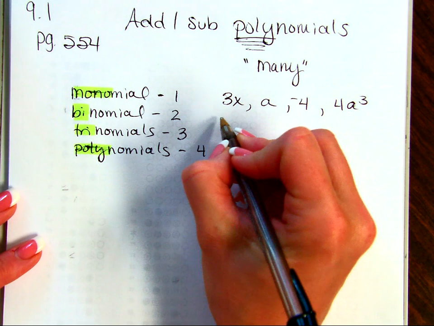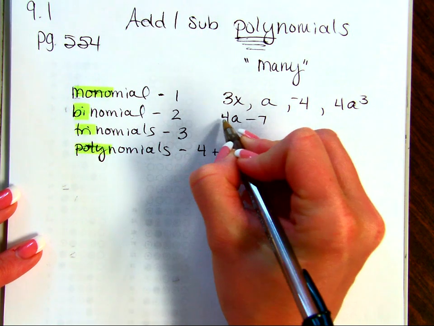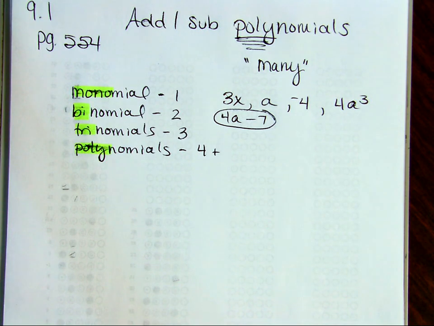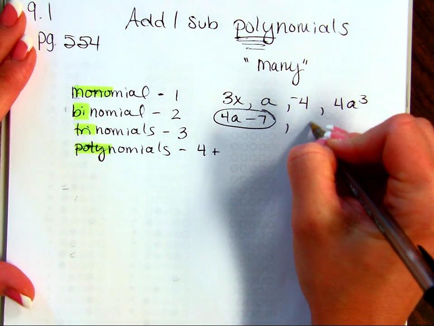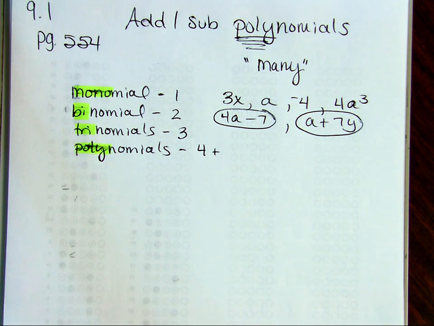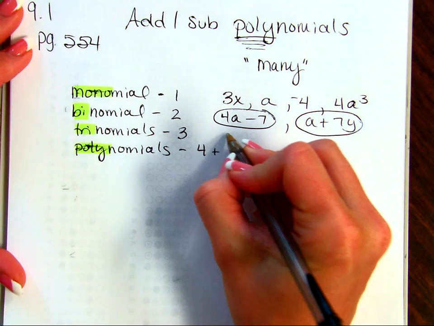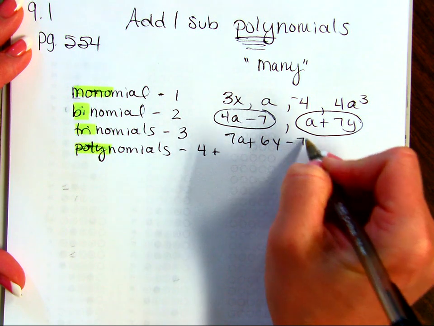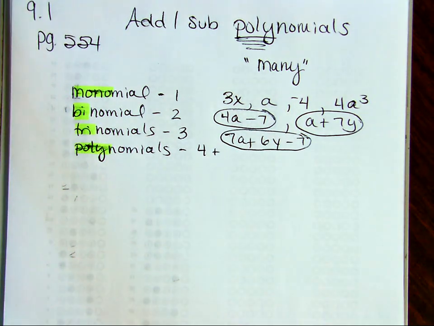Examples of binomials would be like 4a minus 7 because there's 2 monomials. Do you get it? So a binomial has 2 monomials. Okay? a plus 7y is another example of a binomial. Then a trinomial would just mean you have 3, like 7a plus 6y minus 7. That's a trinomial because there's basically 3 terms, okay? And then obviously a poly would just mean you have 4 or more. So if you have 13 terms and if you have 5 terms, it's just called a polynomial.